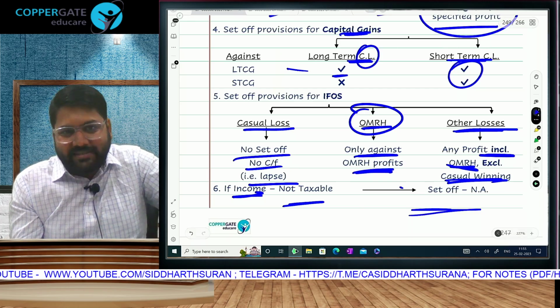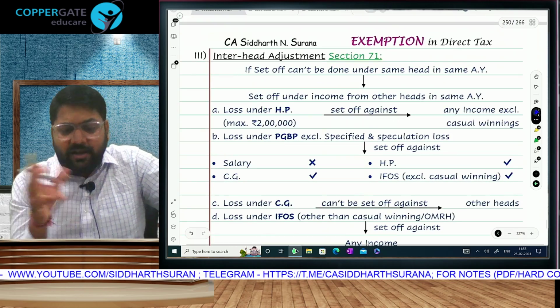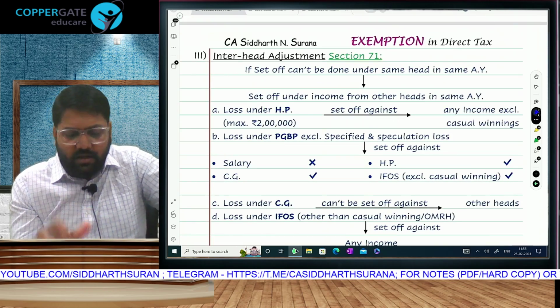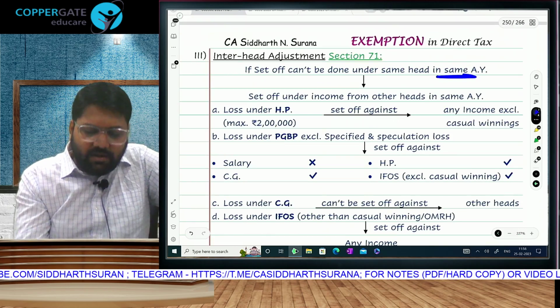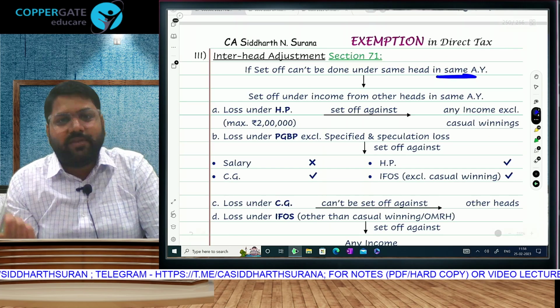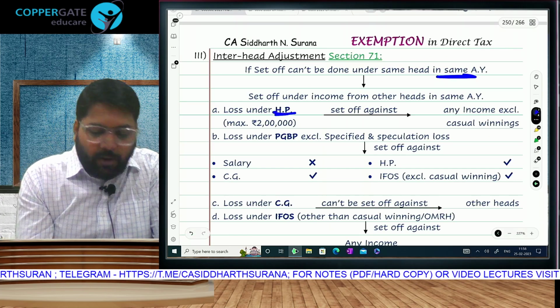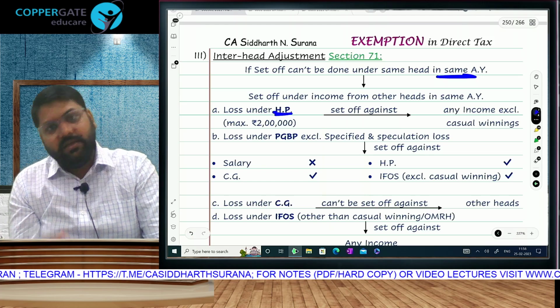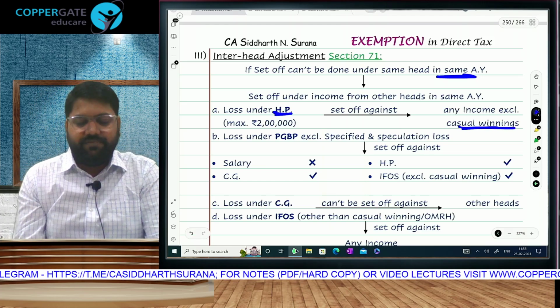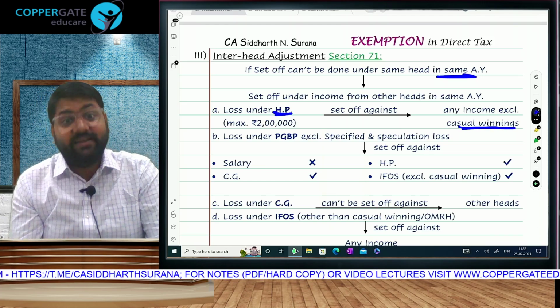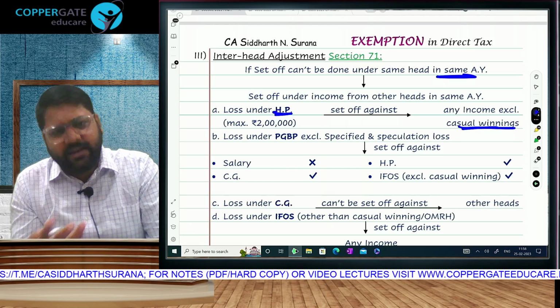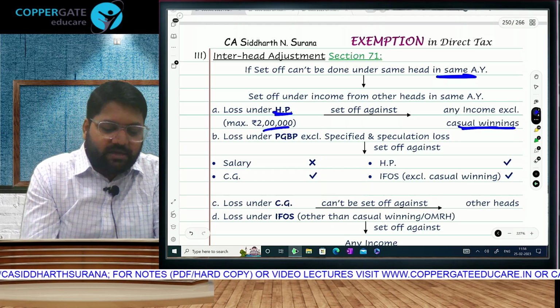You will not get any set off or carry forward. Interhead: if you don't find profit in the same head, you go to other heads in the same assessment year. So in salary there is no loss, you don't have to take it. House property, can we take it to other heads? Yes, everywhere except casual winnings. You can take it against salary, PGBP, capital gain, anywhere except casual winning, but maximum 2 lakh.